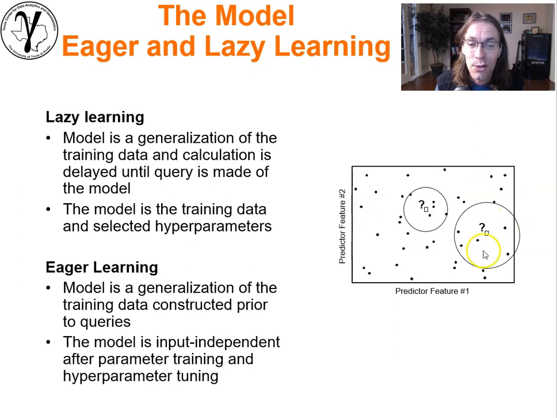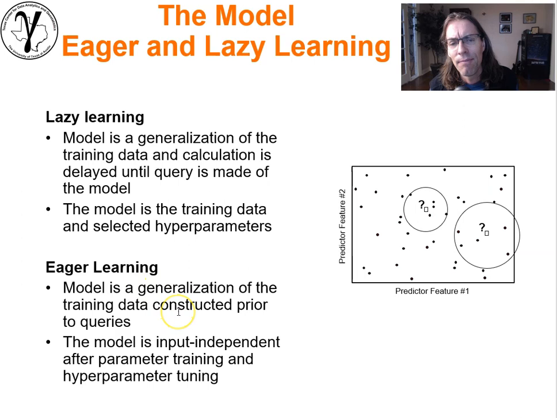In fact, what is the model? The model is the training data in the predictor feature space and the selected hyperparameters that tell us how to make the local estimates. We don't calculate the entire response and then use that model. We actually have to go back to the training data every time. And that's why we call it lazy learning. We've delayed the actual calculation until every time you ask the model, what's the answer? You've got to keep all of the training data with you.